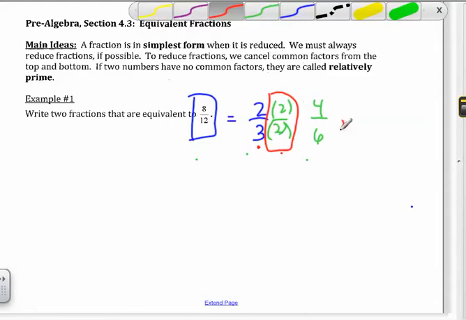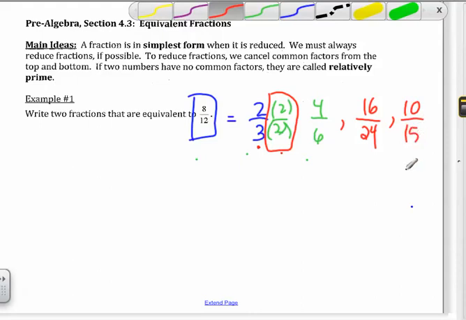Someone have another one for me? Just give me another one real quick. We'll see what you got. Wait, say again. 16 over 24. Love it. You got one more for me, Miles? What you got? 10 over 15. I like it. Multiplied 2/3 by 5/5. Got it. All right. Makes sense?